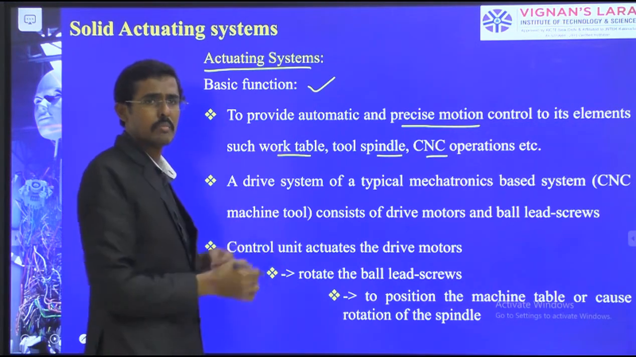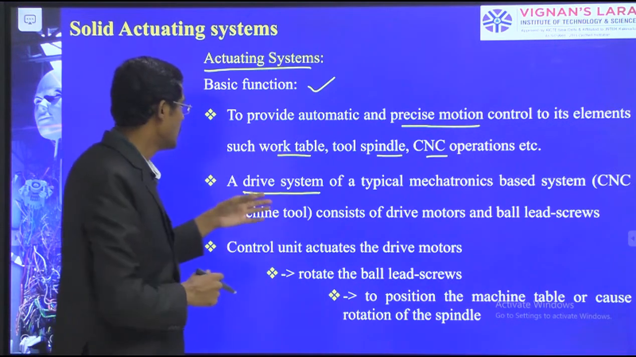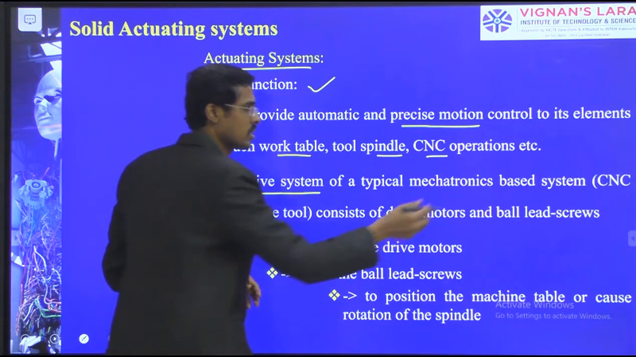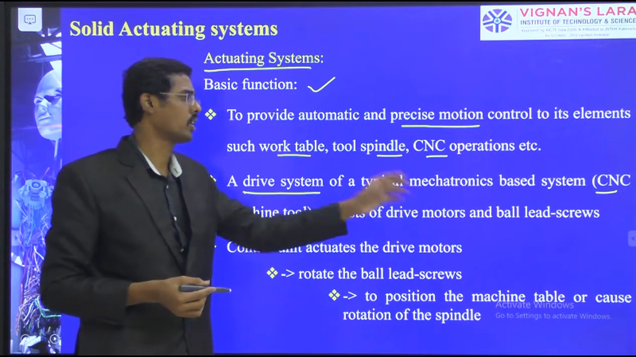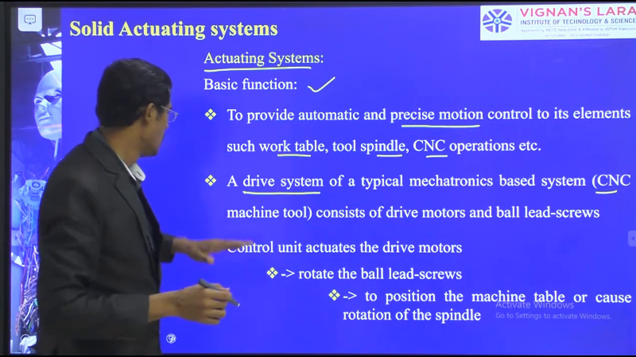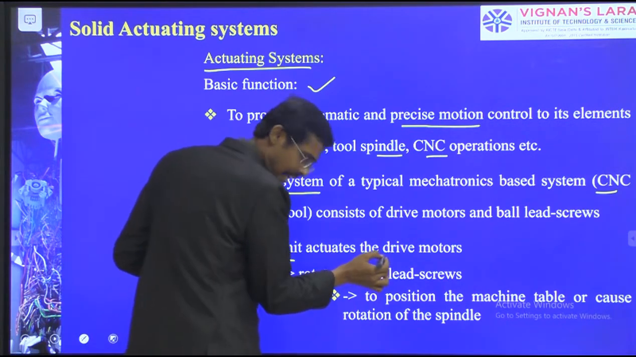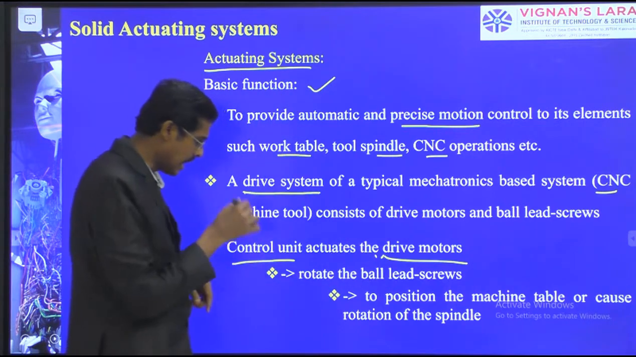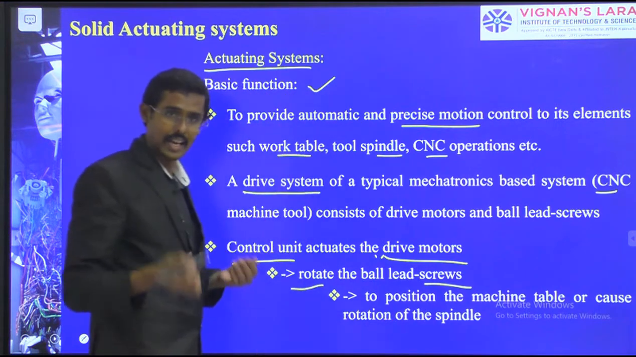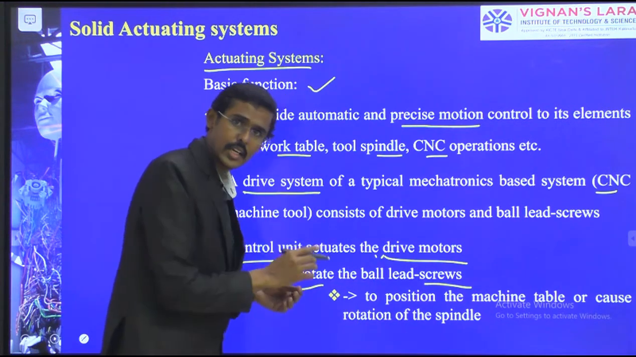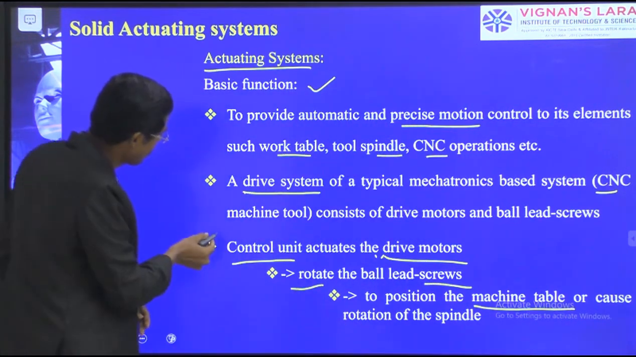I am naming this as actuating, or otherwise a driving system. It is the drive system of a typical mechatronics based system like a CNC operation, for example. It consists of driving motors and the ball lead screws. The control unit, that means the microprocessor, actuates the actuating system of driver motors, and therefore the motor rotates the ball lead screws, and therefore moves the position of the machine table.